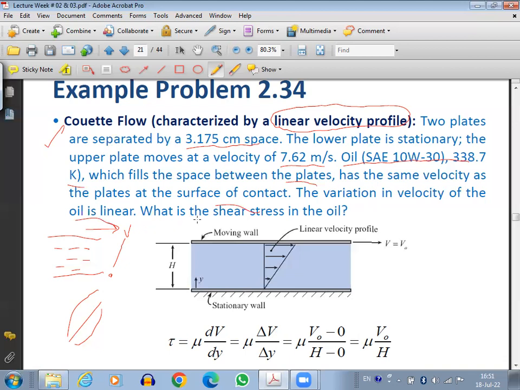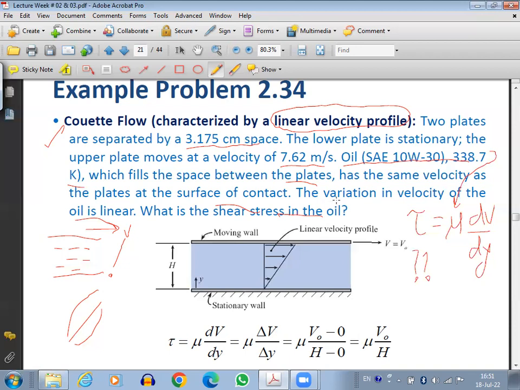What is the shear stress in the oil? We need to know the shear stress in the oil. The simple formula is tau is equal to mu dv by dy. This is the formula, and we need to find shear stress. How are we going to get the viscosity? It will be given in the question. Here, the oil is given, and correspondingly you can find the viscosity, but most probably I'm going to give you the viscosity directly in the question.